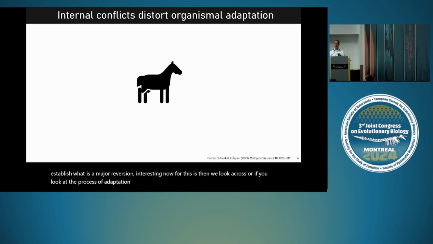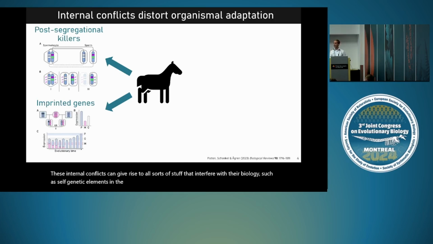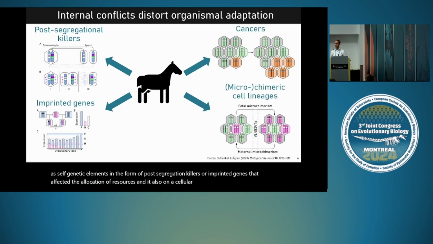which is the theme of this session, I suppose, all of these collectives that can respond to selection to some extent and develop adaptations have to grapple with internal conflicts. And so for organisms, these internal conflicts can give rise to all sorts of stuff that interfere with their biology, such as selfish genetic elements in the form of post-segregational killers or imprinted genes that affect the allocation of resources, and also on a cellular level in the forms of cancers and microchimeric cell lineages. So there's a bunch of things inside organisms that can interfere with their function and their capacity to be adapted and suitable for their environment.